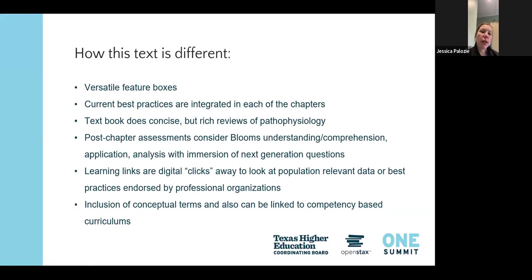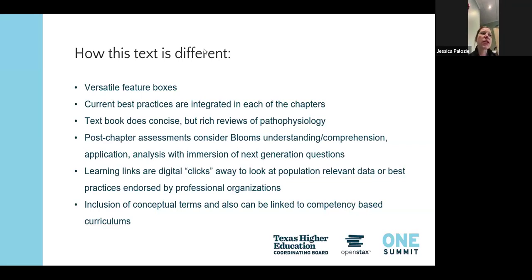It's also important that we thread the best current practices and integrate that into each of the chapters. Also, the book does a nice, concise job. It's thorough enough, but it's not there to replace pathophysiology. So the opening chapters have that developed into that.